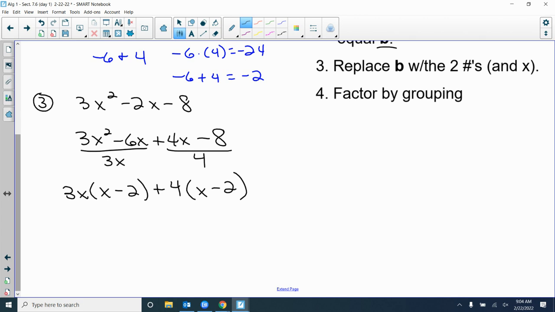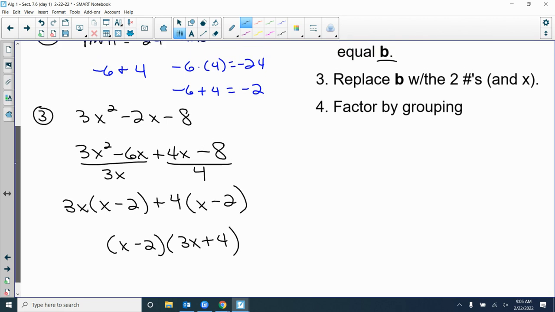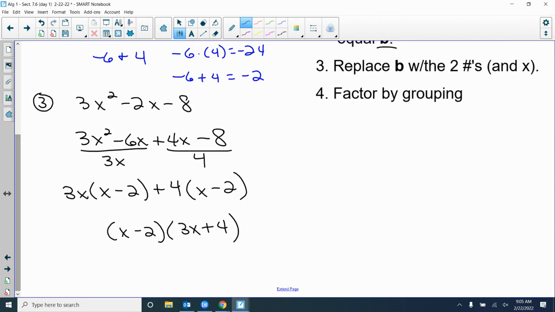It'd be x minus 2 and then 3x plus 4. Take the group that they have in common, you put that in front, and then whatever's in front of those two goes in the second set of parentheses. Okay? There we go. That's my answer. How can I test to see if it's right? Foil it back together, see if you get the original.